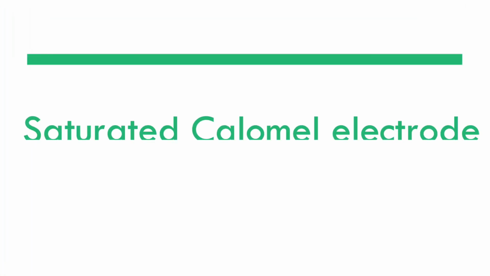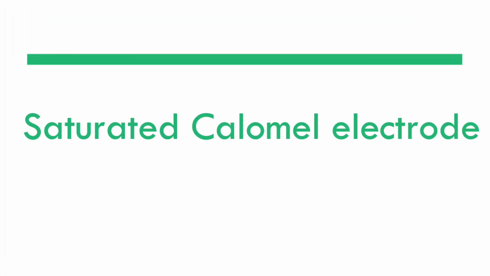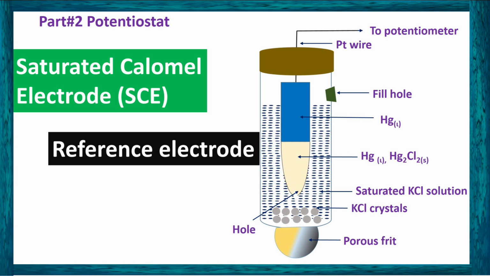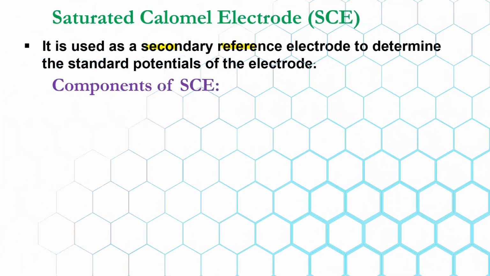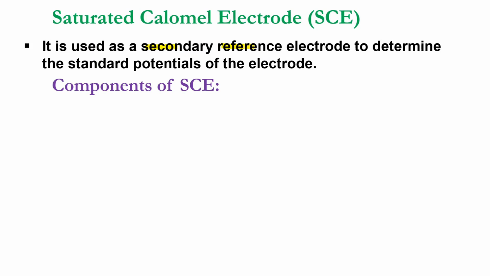Saturated calomel electrode, SCE. It is used as a secondary reference electrode to determine the standard potentials of the electrode. Components of a saturated calomel electrode. Here are the components of the saturated calomel electrode.